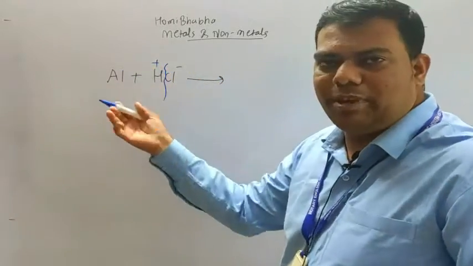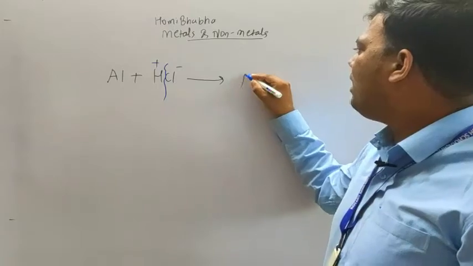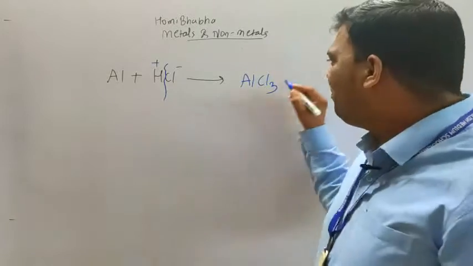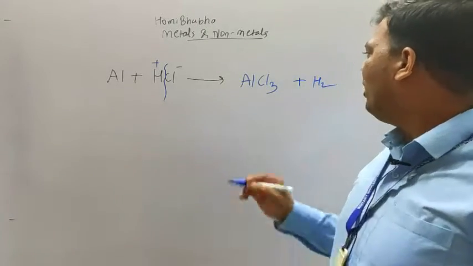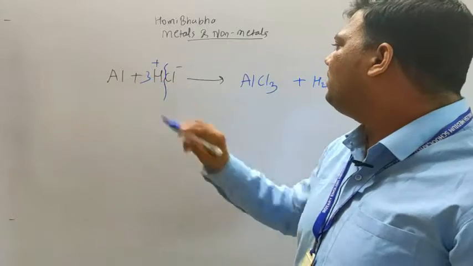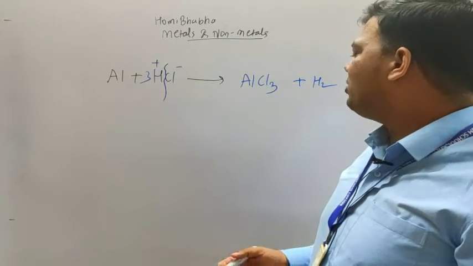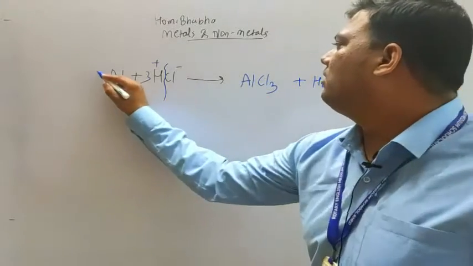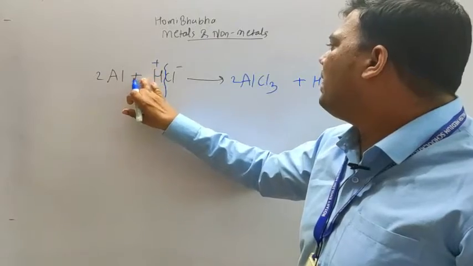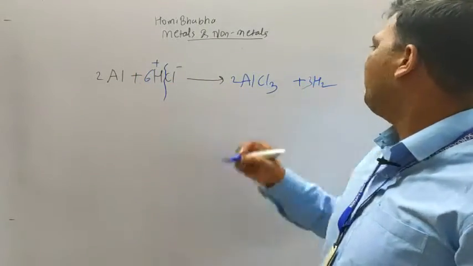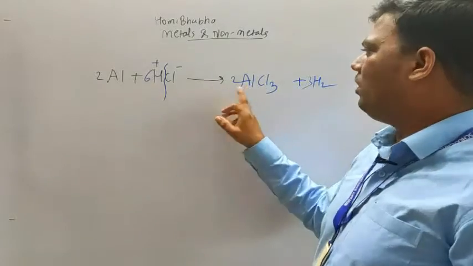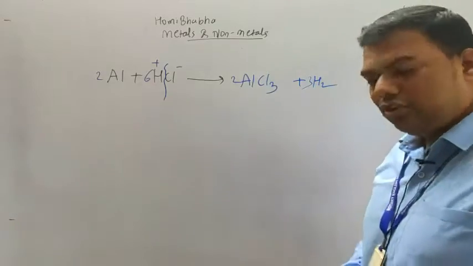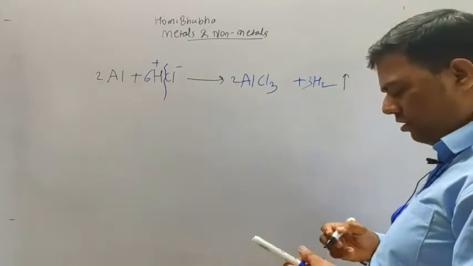Understood? As you know, the metal is already electropositive. So what are they giving us? Yes, AlCl3, a stable binary compound, plus hydrogen gas. For balancing the reaction, we take 3 here. See, 3Cl here, also 3Cl, but like that we have to do the balancing. Is our reaction balanced or not? 2Al, 2Al, 6Cl, 6Cl, and hydrogen 6, hydrogen 6. As you know, our gas will evolve.